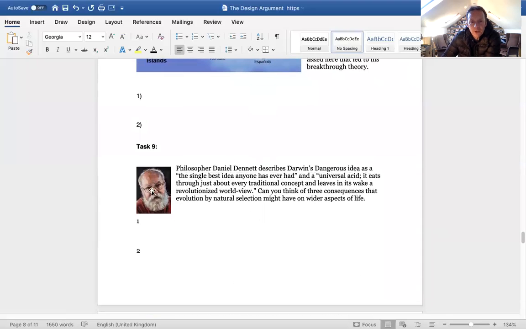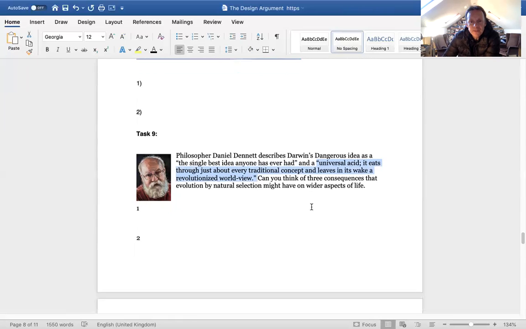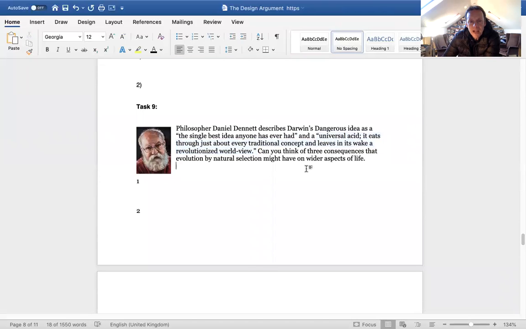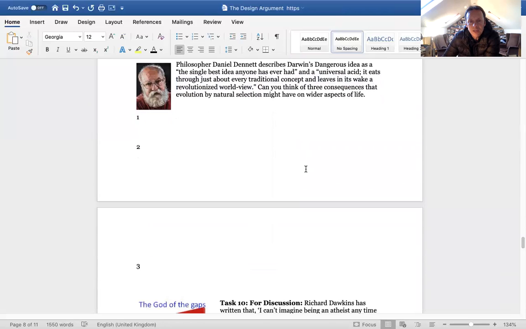A very famous philosopher and one of the major thinkers about how evolution impacts philosophy is Daniel Dennett. He wrote about Darwin's dangerous idea. He said it's the single best idea anyone has ever had, and it's the universal acid that eats through just about every traditional concept and leaves in its wake a revolutionized view. Can you think of 3 consequences of evolution by natural selection that it might have on wider aspects of life?